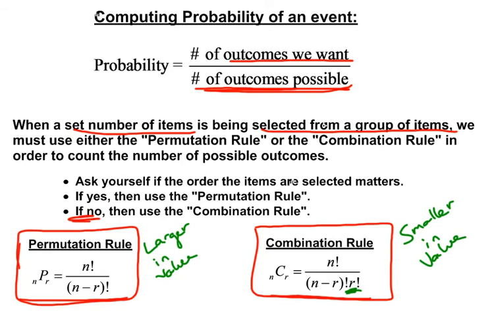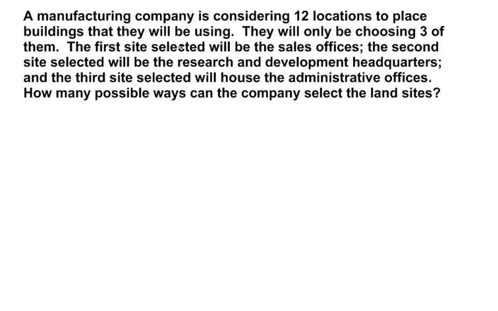And with that said, let's take a moment and look at some examples here and talk about how we use these actual formulas. Our first example talks about a manufacturing company that is looking at 12 different locations to place buildings that they're going to be using. They're going to build 3 buildings, and they're looking at 12 different construction sites on which to put those 3 different buildings. The first place that's picked is going to be the location of the sales offices.